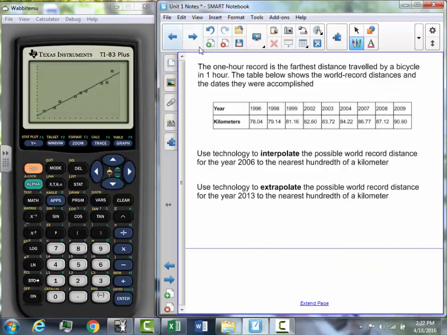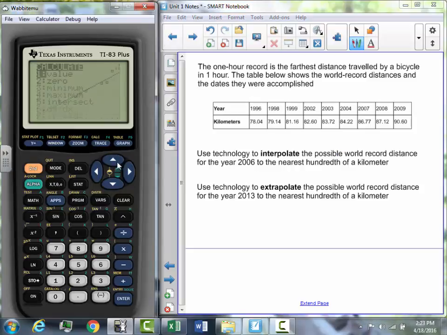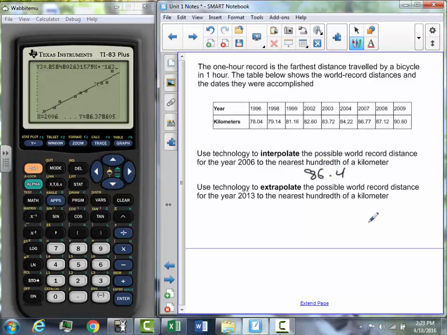Okay, now let's go back to my question then. Now I want to talk about these two words, interpolate and extrapolate. The question here basically says, what do you think the world record would have been in the year 2006? Was the year 2006 given in this data set? No. But we can probably take a really educated guess as to what it would have been by doing something like this. Second, calculate the value in the year 2006. And hopefully you get what I get here. In the year 2006, it would have been about 86.4. That makes sense? Right. Literally just type in second calculate the value in 2006.